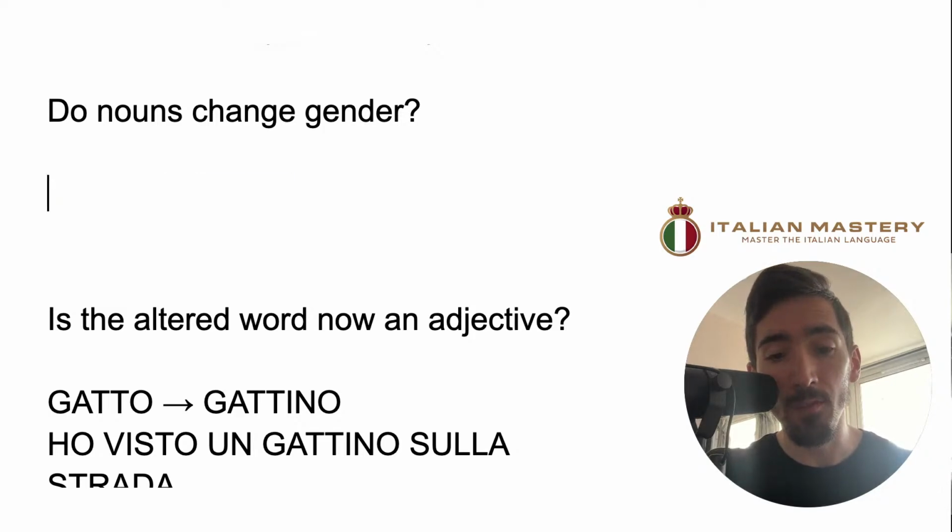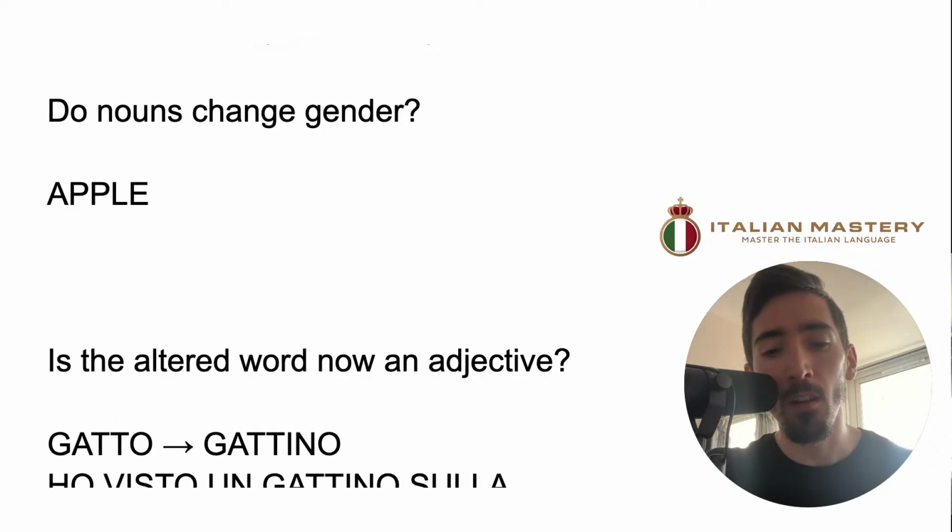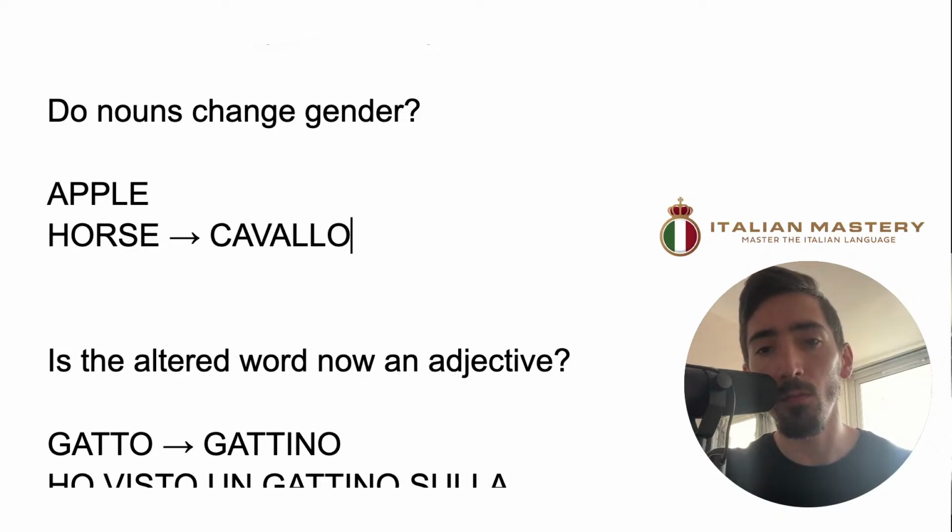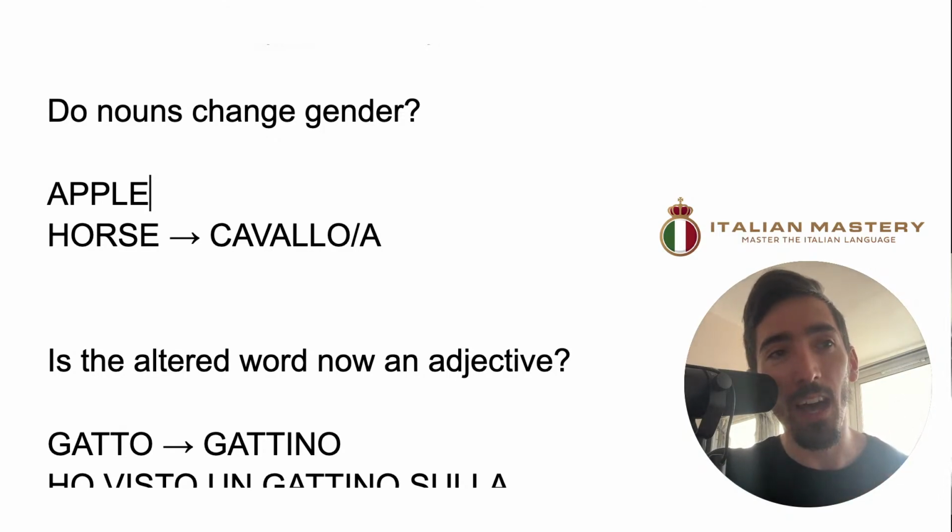But nouns such as apple or, I don't know, horse, they do change based on gender. For example, horse can be cavallo or cavalla, depending if it's a male horse or a female horse. Now, it is true that this is only valid for when we have animals that we can talk about in relation to their gender.